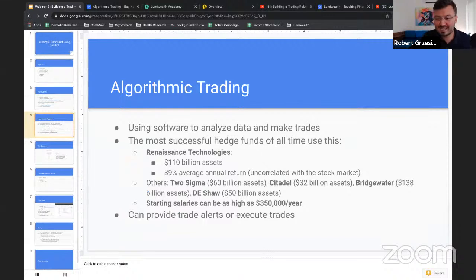So time now to get into actually the meat of the course, right? First of all, what is algorithmic trading? Why should you care? Basically, algorithmic trading is using software to analyze data and make trades. Meaning instead of you as a person making investment decisions, you're using a machine to make investment decisions for you. Of course, machines are fantastic at a lot of things. Investing is not one of the things that's different.